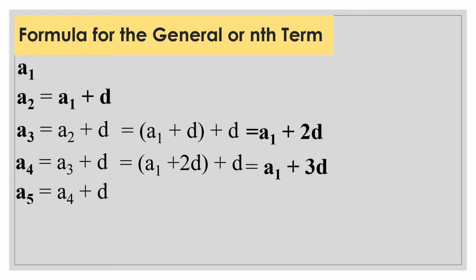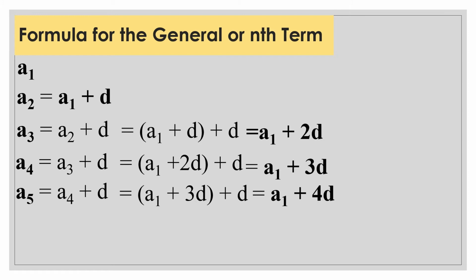Fifth term. As you can see, we can obtain the fifth term by adding common difference d to the fourth term. But we can see also that the fourth term is equal to the first term plus 3 multiplied by d. So we can substitute this into the fourth term. Simplifying, we get the first term plus 4 multiplied by the common difference d.